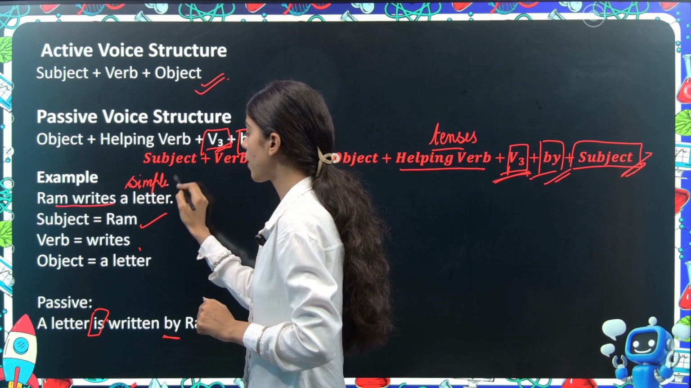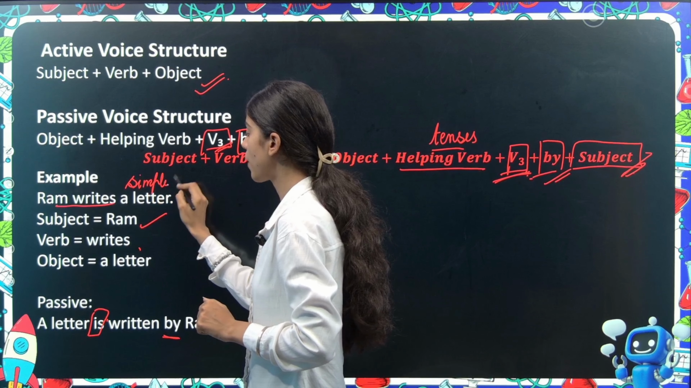Our letter is singular, so we will use is. If there were letters, then we would use are. So which helping verb you use depends upon the object, and it depends on the tense of the active voice. That is why we have written is here, because we have seen that our active voice is in simple present form, and the third form of the verb write is written. That's why it is: a letter is written by Ram. I hope it is clear. Now move to the next.